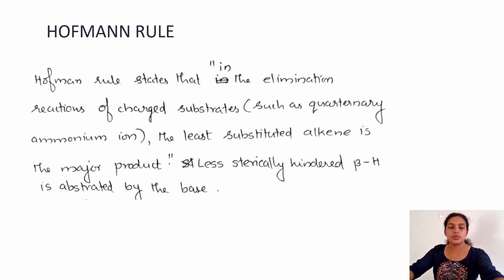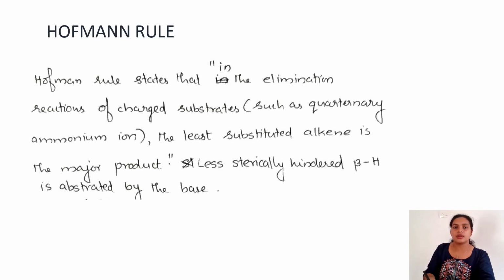Let's move to another topic, that is the Hofmann rule. The Hofmann rule is just the opposite of the Zaitsev rule. In the case of the Zaitsev rule, we have seen that elimination takes place from neutral substrates like alkyl halides, alcohols, etc., and we get the more stable, more substituted alkene as the major product.